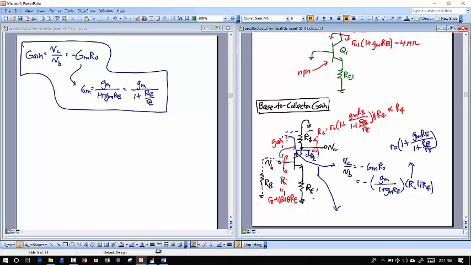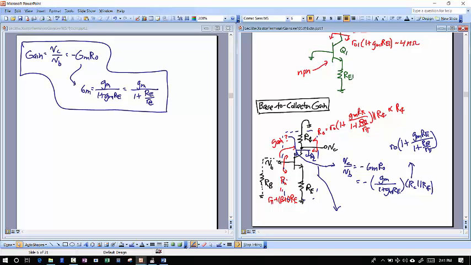Okay? It looks like a lot right now, but get practice at this and you'll be able to do this very quickly. But get these equations in your mind, I think is the first thing that I want to tell you on all of this stuff here. Okay? So that's base to collector gain.